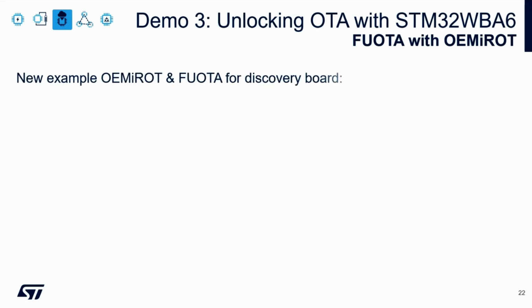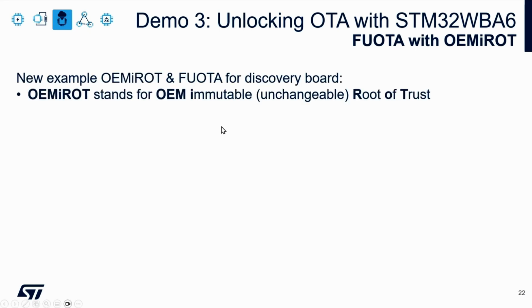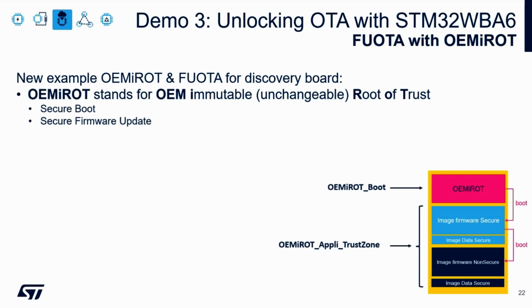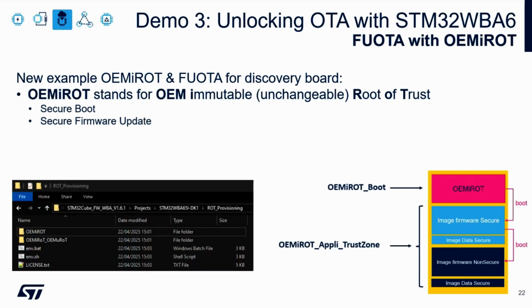Now let me continue with another example. This one is featuring OTA and OEM IROT. So what is OEM IROT? It stands for OEM immutable, so it means unchangeable, root of trust. It includes a secure boot and a secure firmware update solution. This is based on the root of trust that we are providing directly in the STM32Cube WBA firmware package for the discovery board. But this project doesn't have the OTA feature.